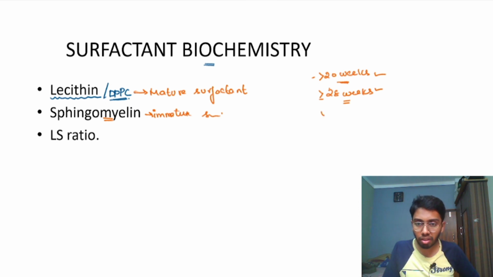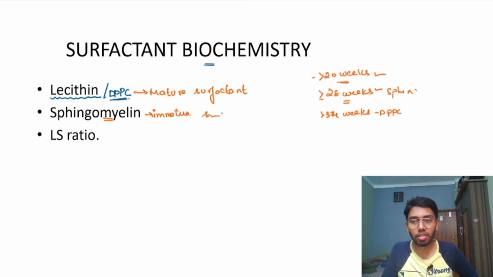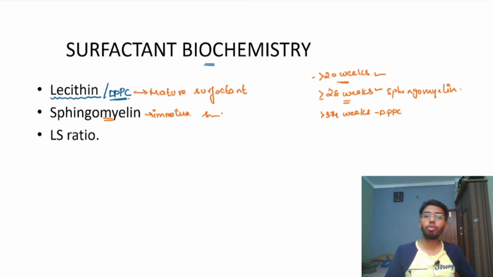Then mature surfactant appears only after 37 weeks. Sorry, 34. Mature surfactant is dipalmitoyl phosphatidylcholine. So what you will see between 28 to 34 weeks is sphingomyelin, which is an immature surfactant. After 28 weeks, you will just see sphingomyelin. So there are a few tests in which we can assess the maturity, whether the lung has attained maturity or not.